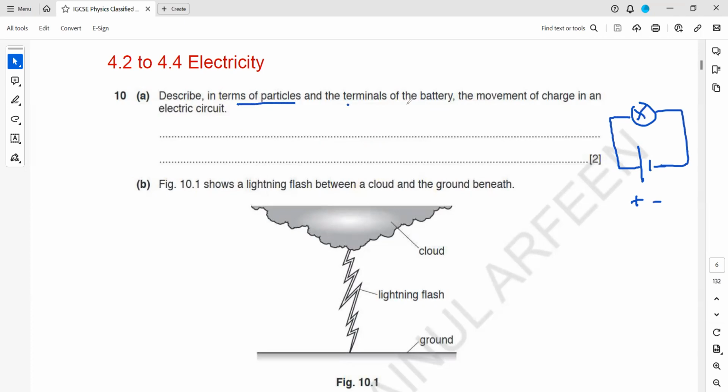Describe in terms of particles and the terminals the movement of a charge in an electric circuit. Which charges move? Electrons will move. In terms of the particles, it is the motion of electrons. And from which terminal? They are repelled by the negative and attracted towards the positive, so they move from the negative to the positive terminal.